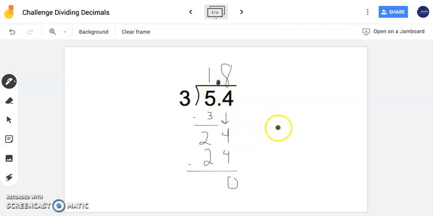Notice it's very important that you include your decimal point in your final answer. It is always important to go back and look to see. And notice here I have no remainder at all. Your goal now for all of these problems is to have no remainder.